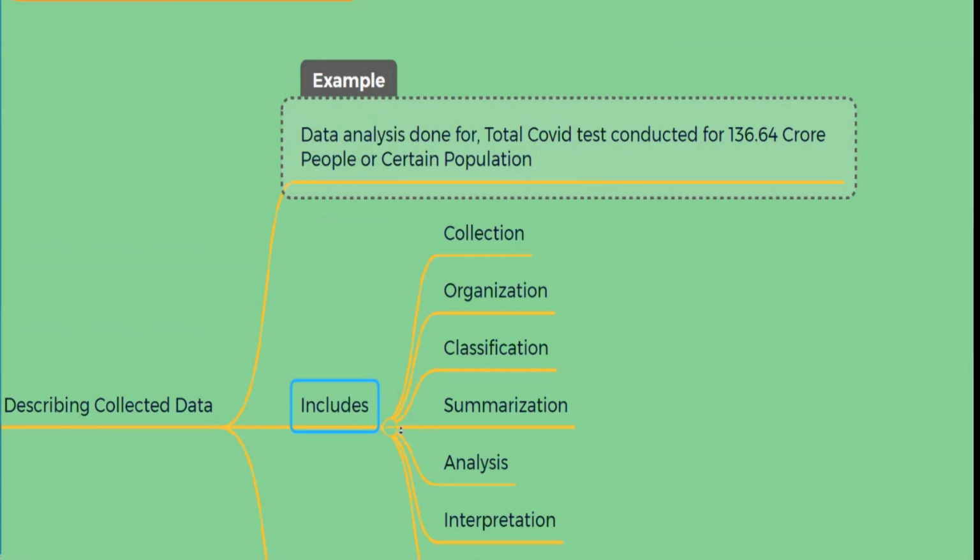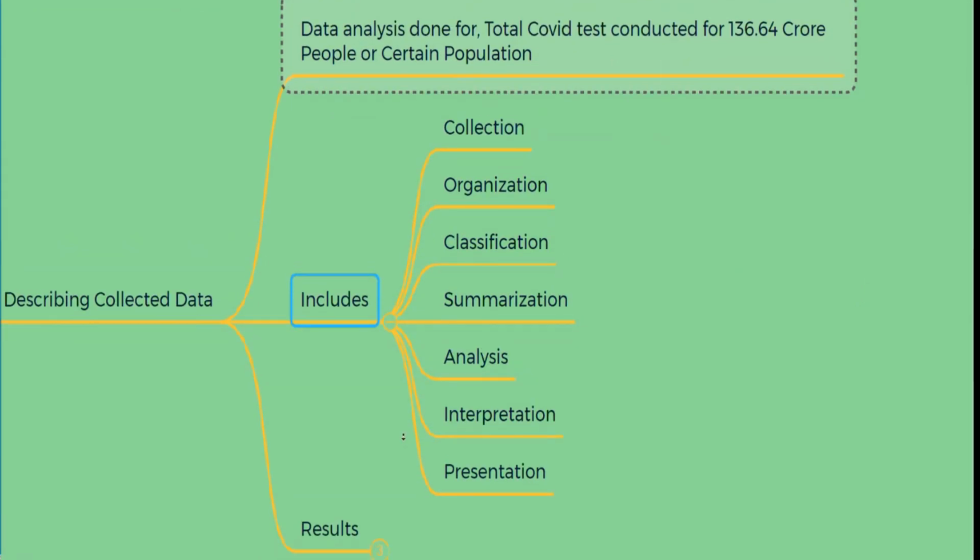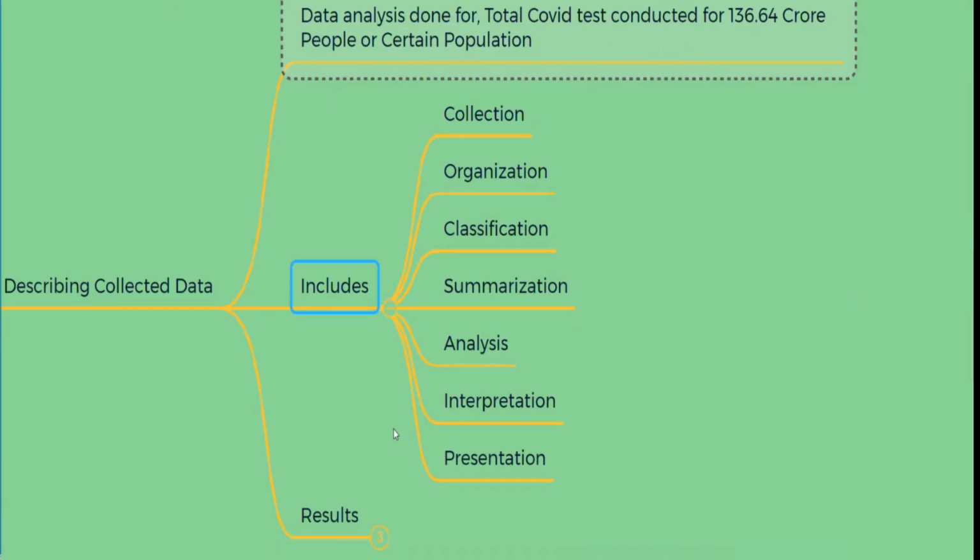So it will include, first part is collection. Okay, we have to collect it. Then we have to organize the data. Then we have to classify the data. So in the classification, after making the test, whether the person is confirmed with the COVID or not having COVID, those classifications we can do.